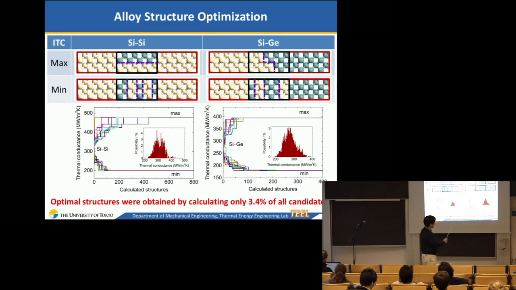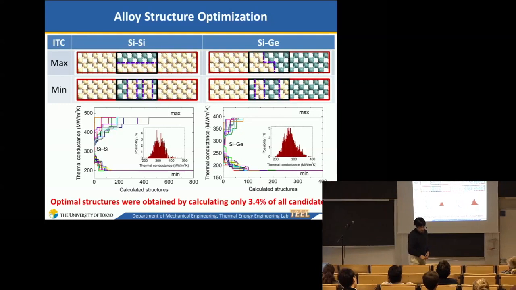And actually, when we look at our paper, we have a lot of discussions about why it is the case. But what I can say from an AI perspective is that this kind of structure is very hard for humans to design, because it's aperiodic, and it's very hard to predict.